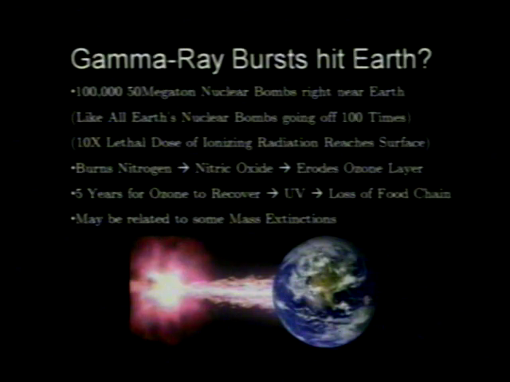Oh, that's bad. And finally, even if you survived on the other side of the planet, it turns out that the gamma rays would burn nitrogen, create nitric oxide, which erodes the ozone layer. And for that particular event, if it went off, it would take about 5 years for the ozone to recover. This is bad because you would have UV finally reaching us in very intense luminosity, and it would eventually cause the loss of the food chain. And it's maybe related to some mass extinctions. But the likely story here is that probably this is not quite right. We are still in the very beginning of doing the calculation. Not me personally.